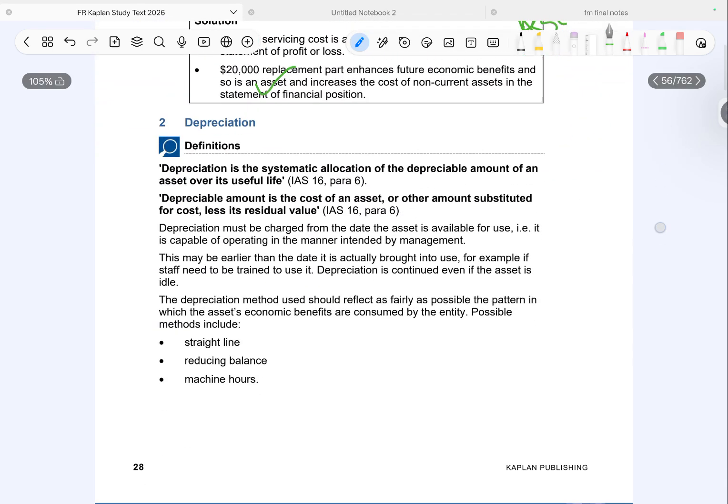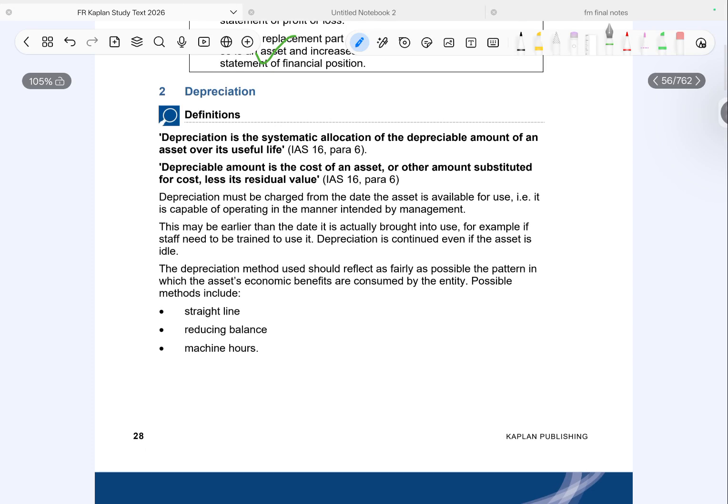Now the second topic which we are going to be talking about is depreciation. Depreciation is a bit confusing, so I need you guys to focus a little more. So let me just drink water for 1 second.